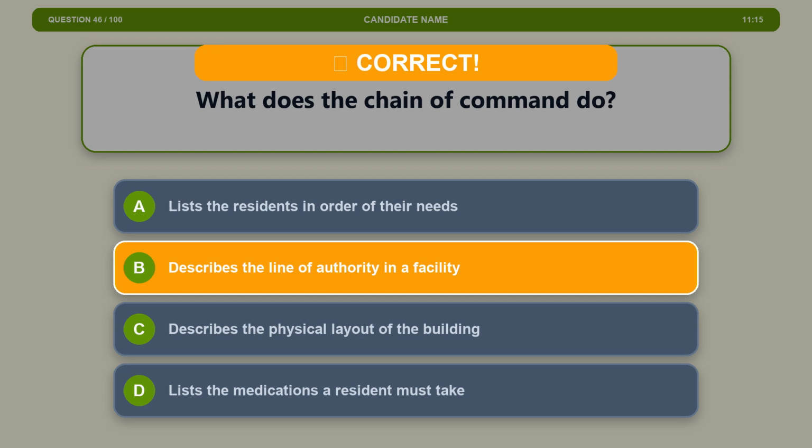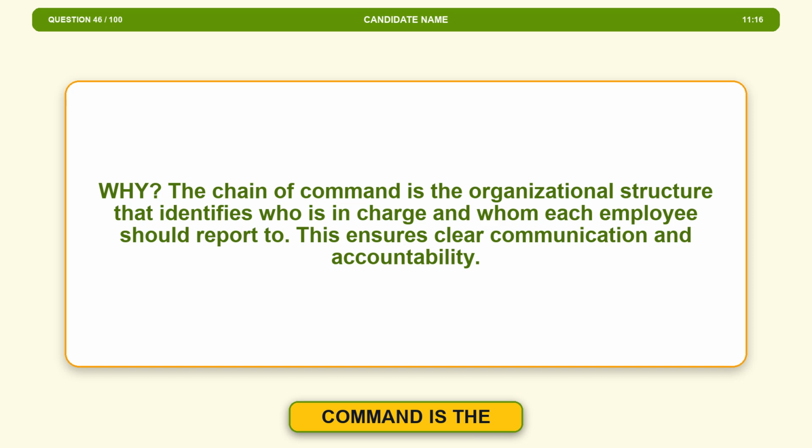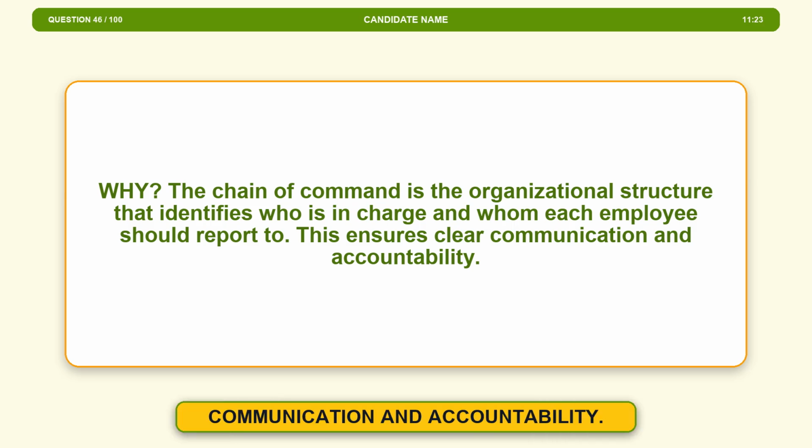The correct answer is option B, describes the line of authority in a facility. The chain of command is the organizational structure that identifies who is in charge and whom each employee should report to. This ensures clear communication and accountability.